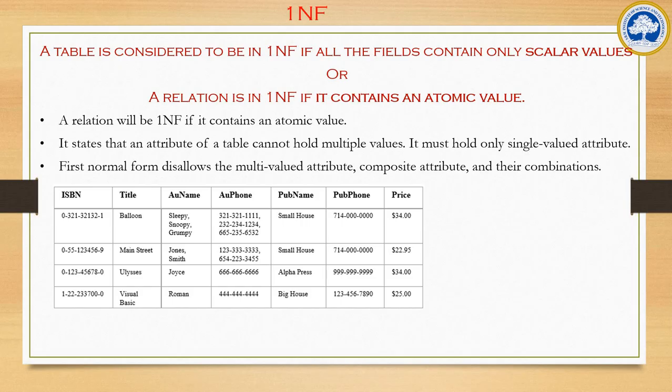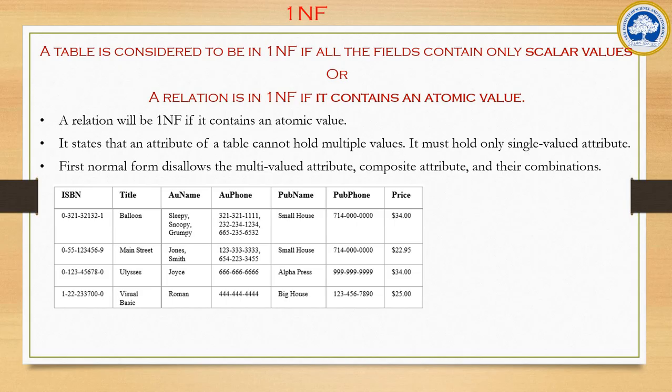If any one table is holding multiple values, that should be eliminated. So in this table, it's showing book information: title, author name and phone number, the publication name and publication phone, price, etc. These two columns, author name and author phone number, may hold more than one value for a particular book. It's not compulsory to have only one author; more than one author may be present, each having an individual phone number. So this is not in first normal form.